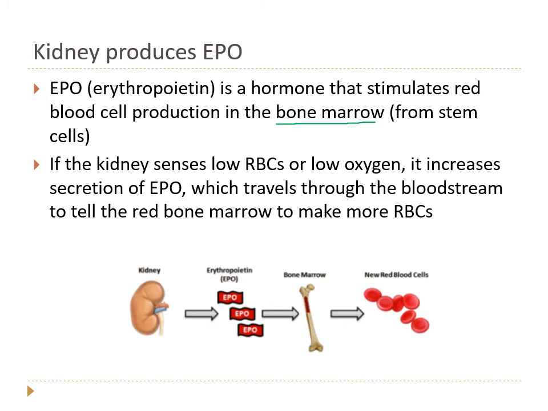So if you have low O2, the kidney senses low oxygen, makes EPO, which then travels to the bone marrow through the bloodstream and tells it to make more erythrocytes, therefore improving the oxygen carrying capacity of the blood and therefore hopefully increasing oxygen in the blood.